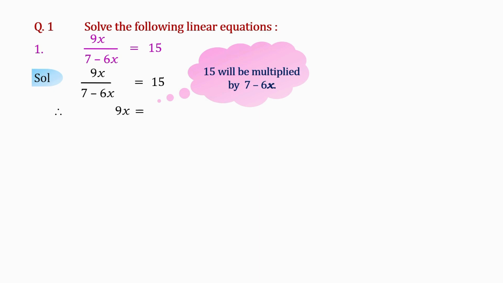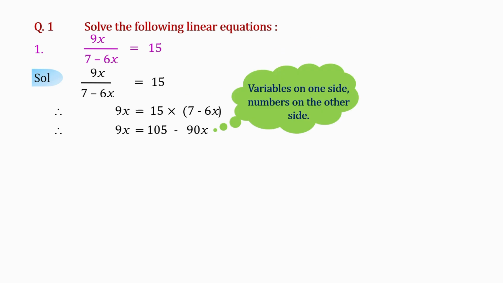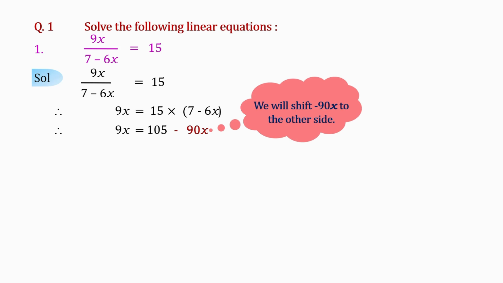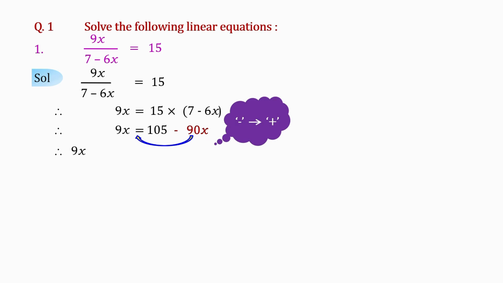So 15 will be multiplied by 7 minus 6x. Now we are going to open the brackets. So 15 will be multiplied by 7 and then 15 will be multiplied by 6x. Now variables on one side and numbers on the other side. So we are going to shift minus 90x to the other side and we'll change the sign.